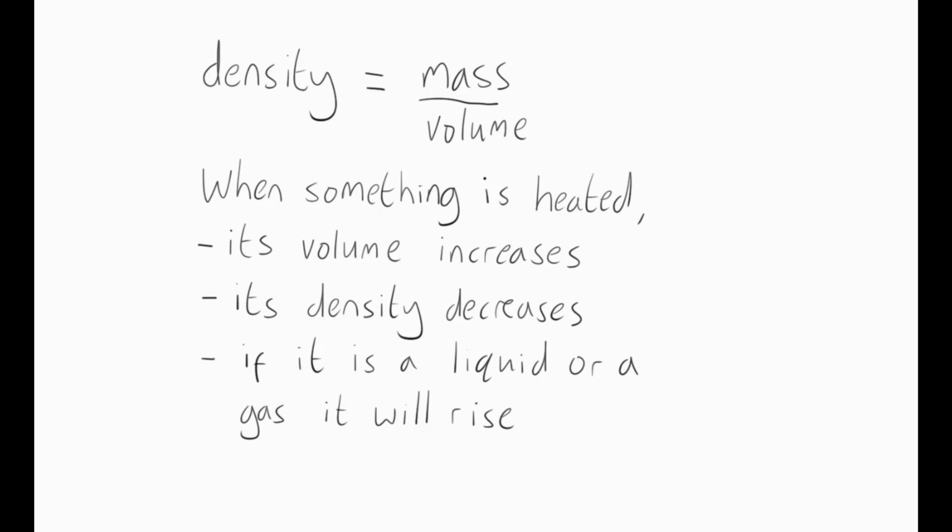To summarize convection then, density of any substance is its mass divided by its volume. When something is heated, its volume increases, it expands, which means the density decreases. We've got a larger volume here, which means a smaller density. Once this density has decreased, if it is a liquid or a gas, it will rise, and that is what we call convection. Convection can't happen in a solid because the particles are bonded together, so there's no way they can move, there's no way they can rise.